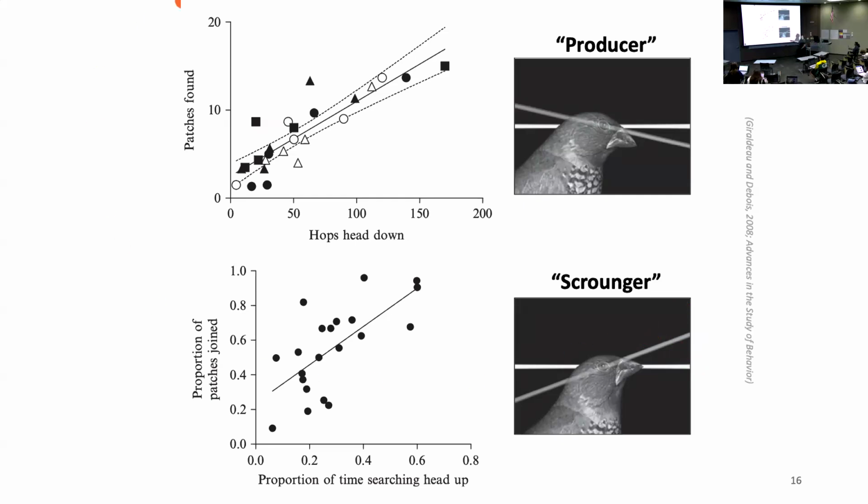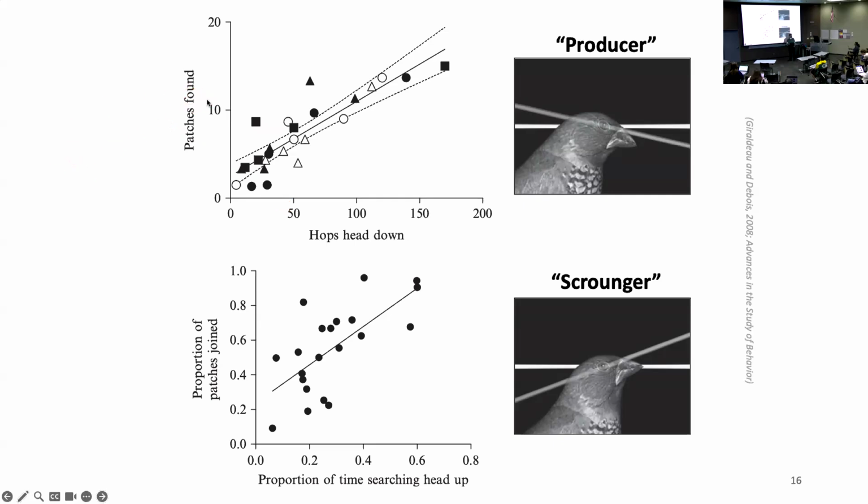And what they found, by doing this video analysis, is that the more hops with your head down, the more patches with seeds in them you find. So it does seem to be that in order for you to find patches, you need to be looking down, which kind of makes sense. So they're sort of estimating the visual field of these birds. And so birds that look down and hop around tend to, the more you look down, the more patches you find.